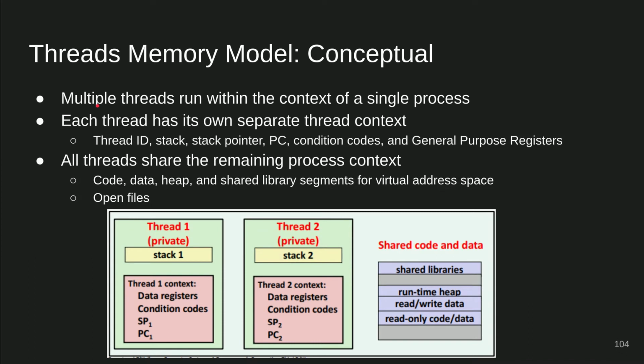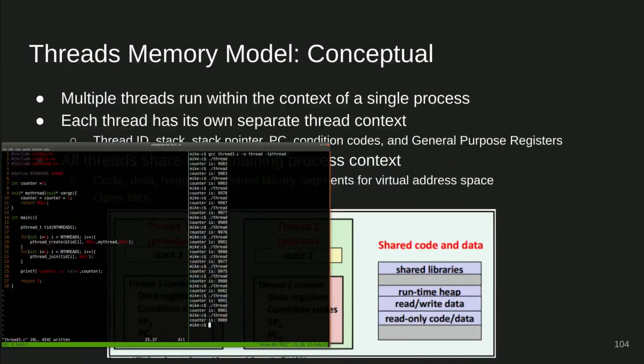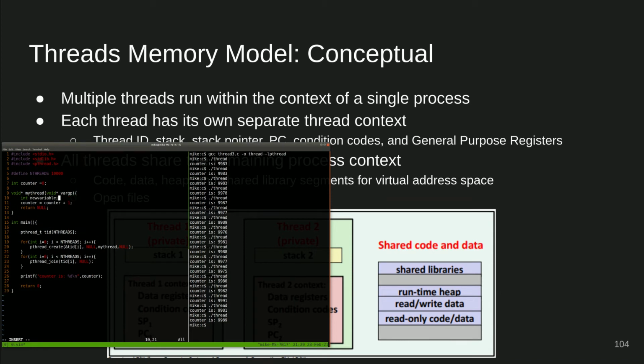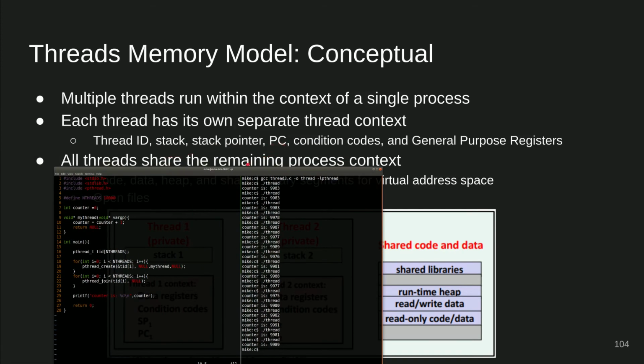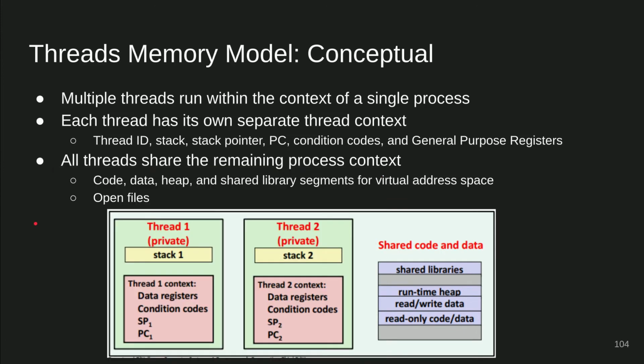So again, conceptually, remember that threads run within the context of a single process. Each thread has its own separate thread context, meaning it has its own ID and its own stack. And again, what I mean by stack is any of these variables. If I create a new variable in this thread, each thread will have its own copy of this new variable, because that's local. So that's what I mean by the local stack. It also has its own program counter, so each of these threads is executing each of these lines one at a time, with its own registers and so on. Okay, but otherwise it's still sharing all the globals, all the other data, and everything else.